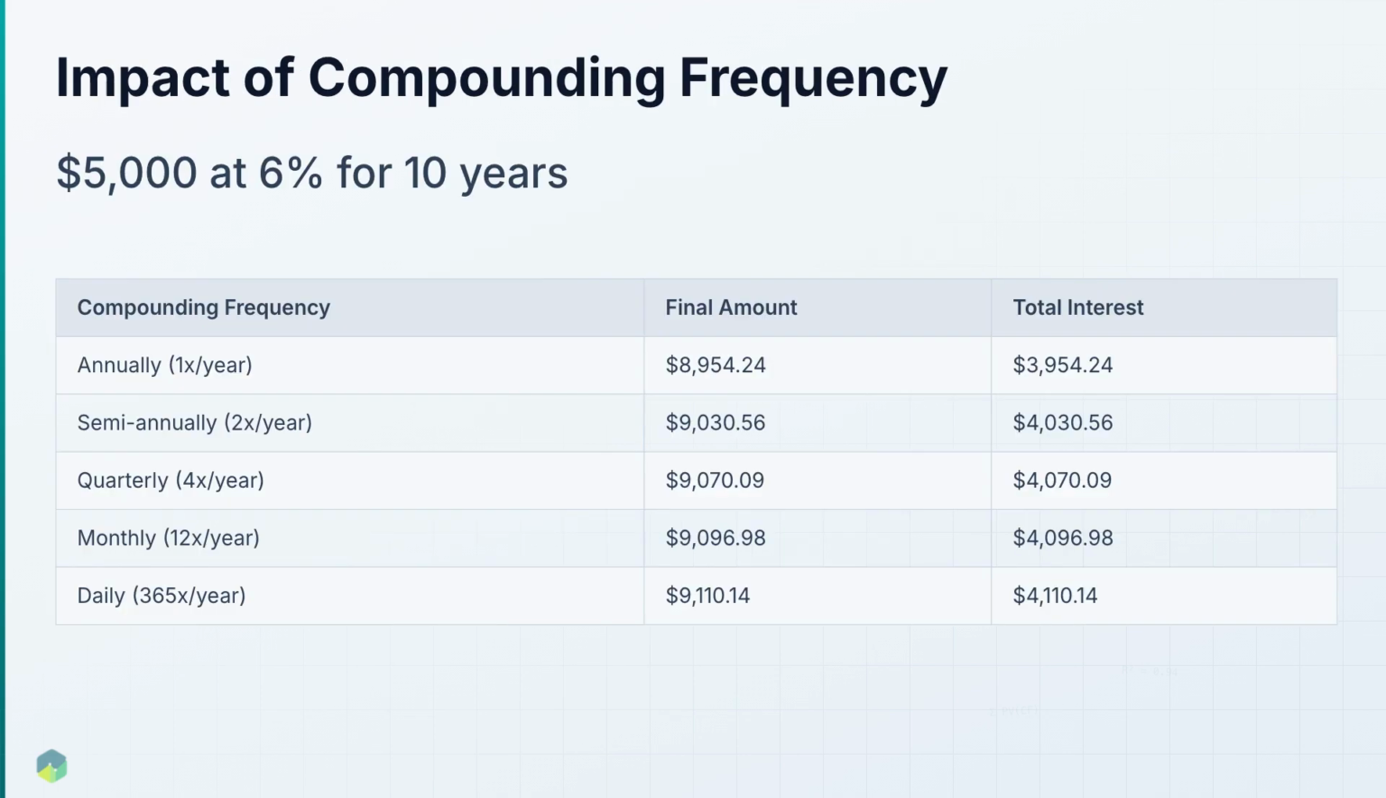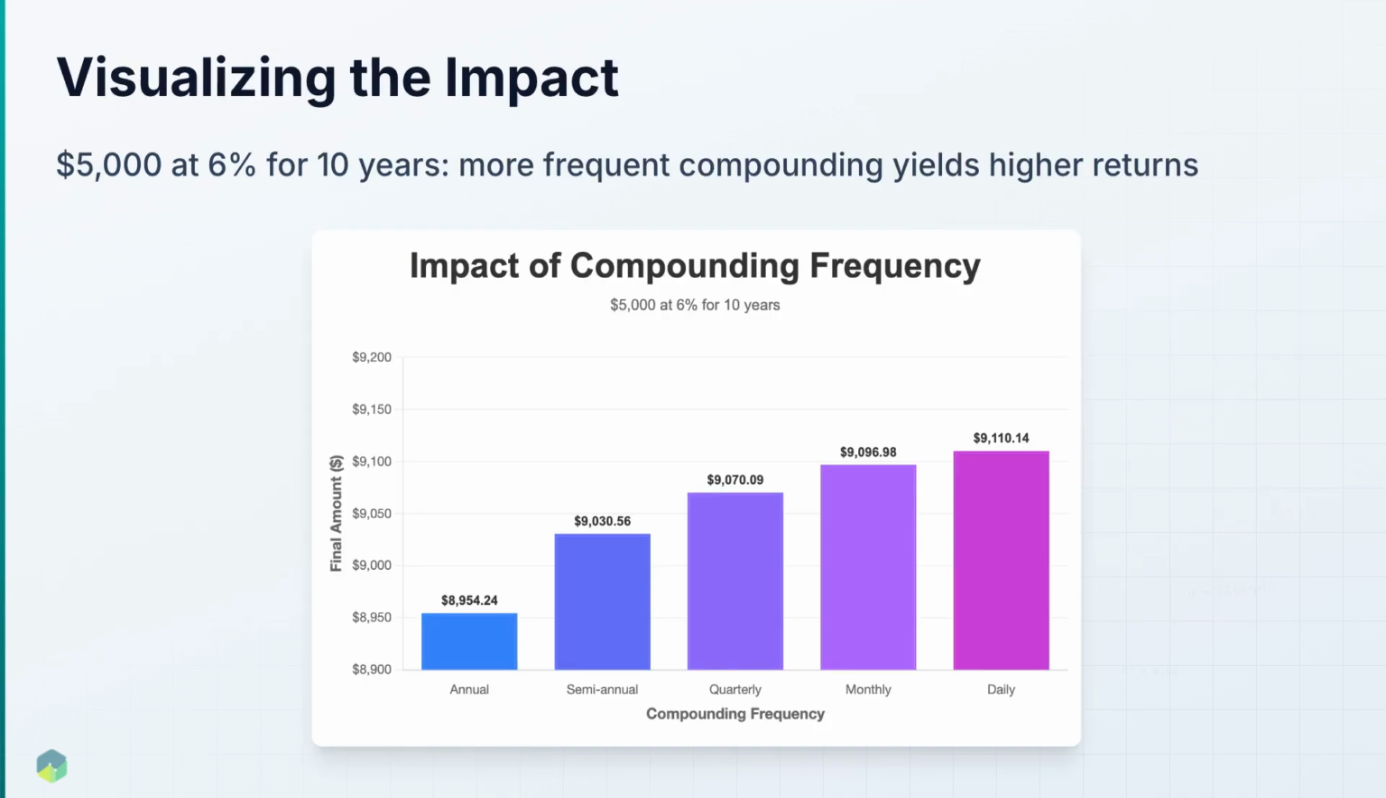Here's $5,000 at 6% annual interest for 10 years with different compounding frequencies. Annually gives you about $8,954. But daily compounding gives you $9,110, about $156 more. The difference between annual and daily compounding might seem small on $5,000, but on larger amounts and longer time periods, it adds up significantly. This chart visualizes the impact of compounding frequency. You can see the final amounts increase as we move from annual to daily compounding.